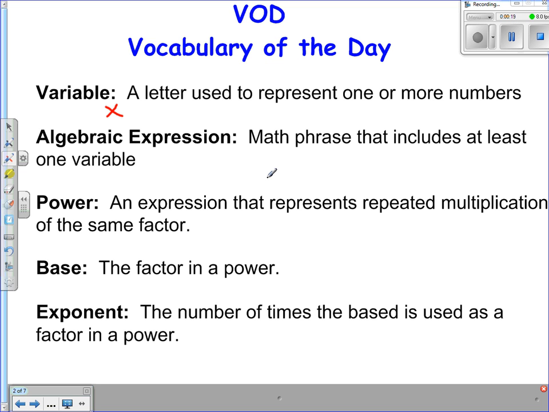Algebraic expression: a math phrase that includes at least one variable. So 3x minus 6 would be an example of a math expression. Please note, it's an expression. It does not have an equal sign.